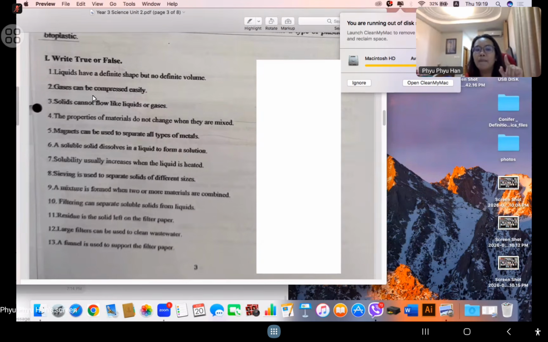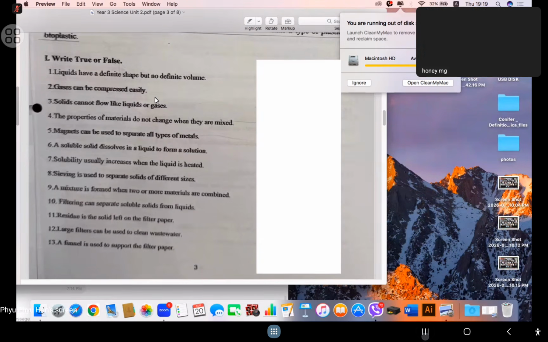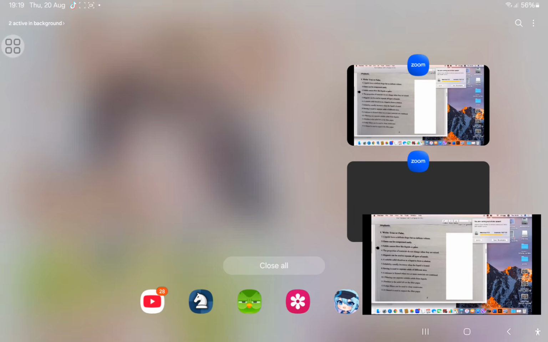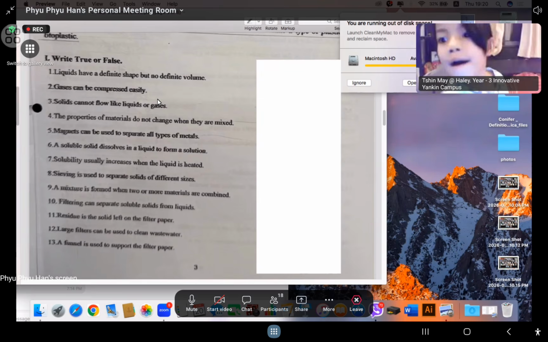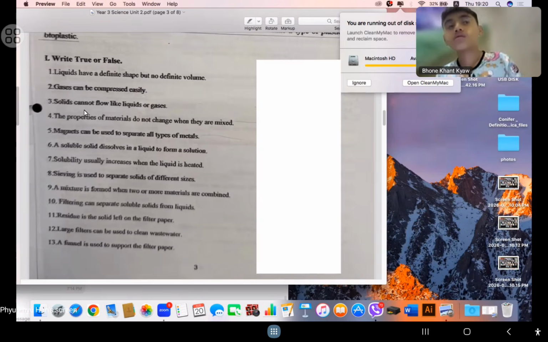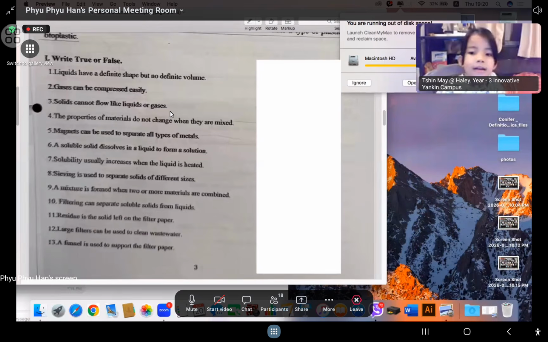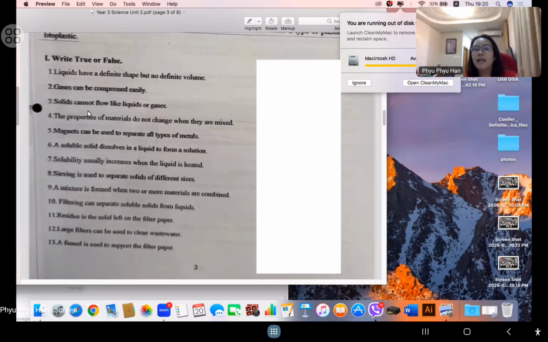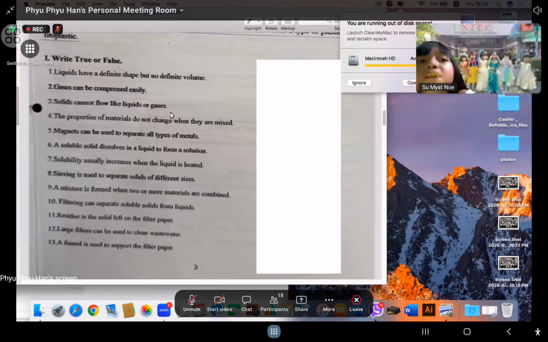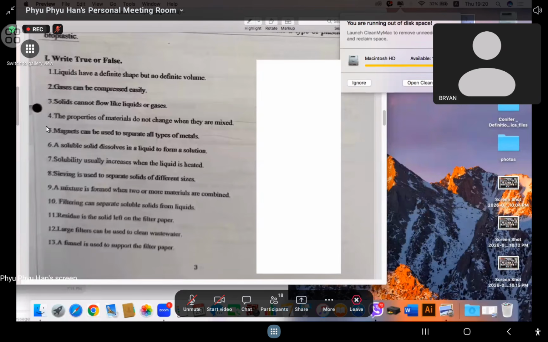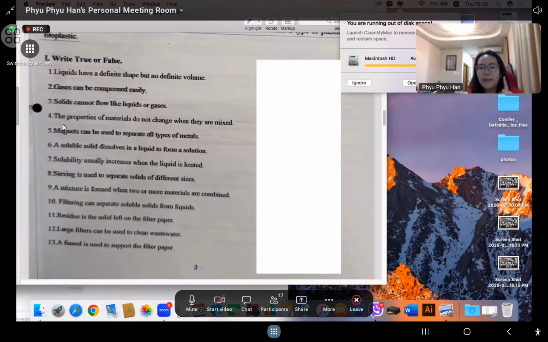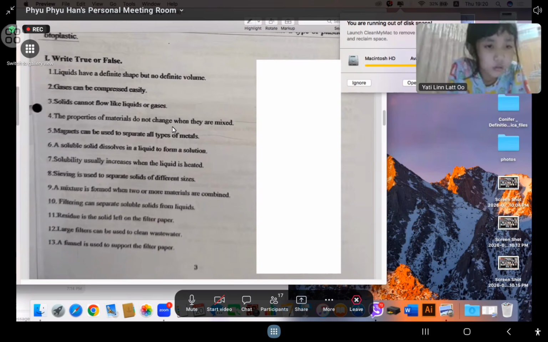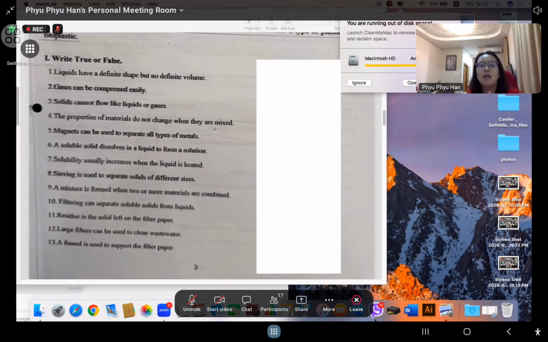Gases can be compressed easily. True. But now my question: solids can be compressed easily, true or false? Number 3: solids cannot flow like liquid or gas, true or false? True.